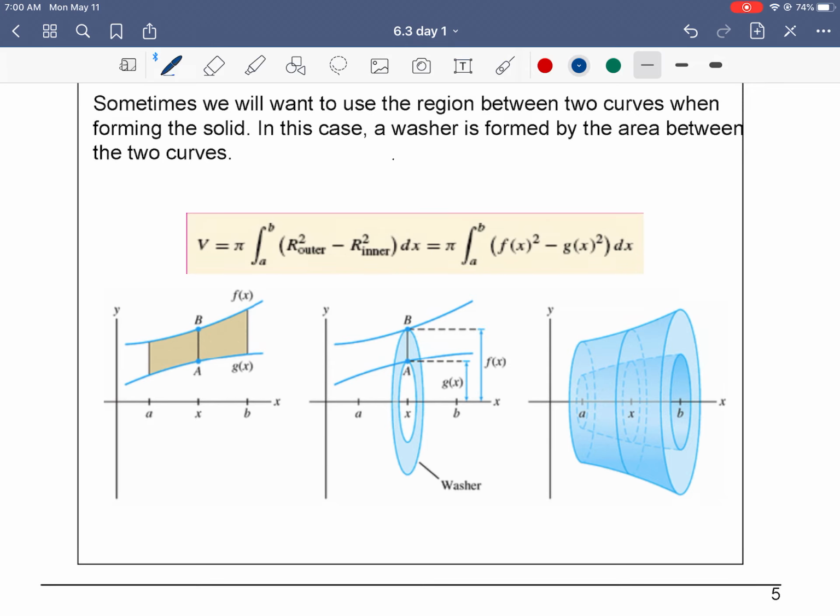This is a visual of a washer problem. So in this portion, we have, let me color code, 2 different functions. I don't have all the functions here, I just have the picture. I have function red, and I have function blue. My red, which is the outer, is the f of x. And my blue, which is the inner, is the g of x.